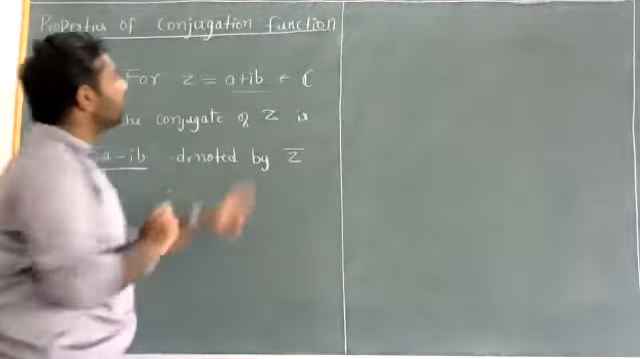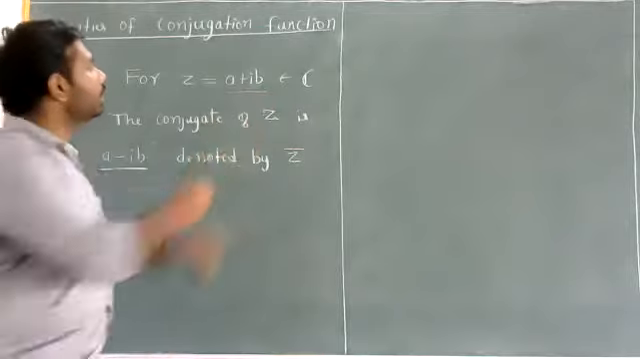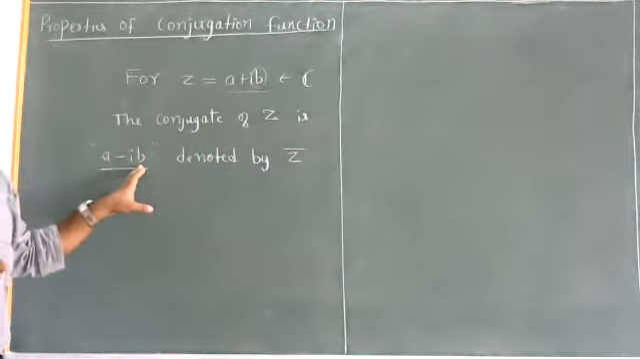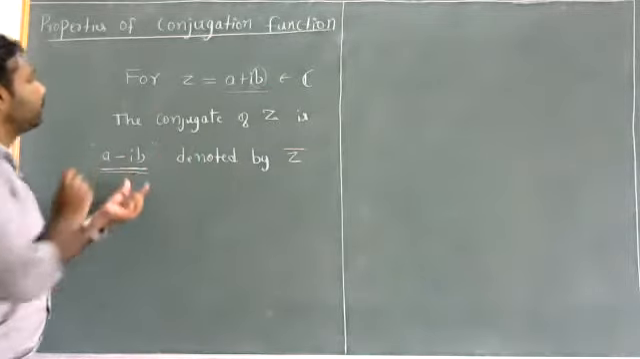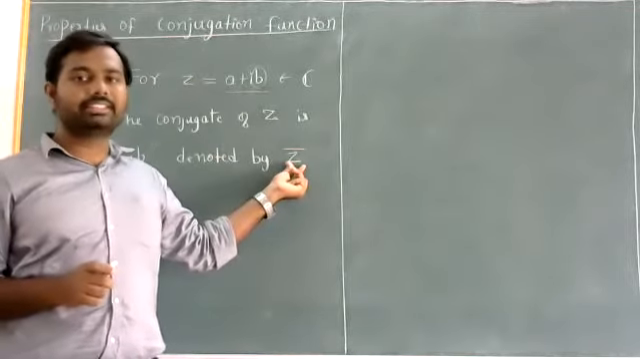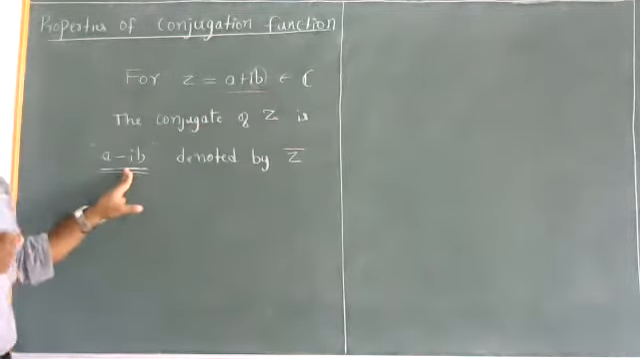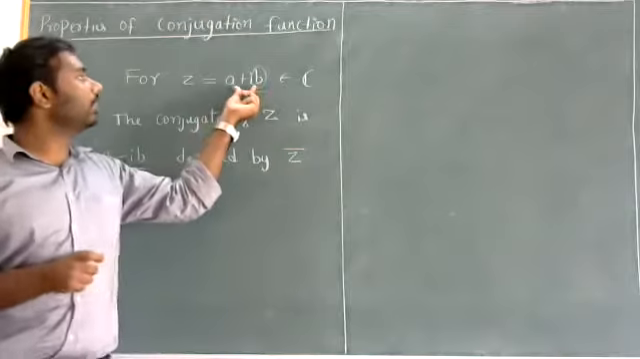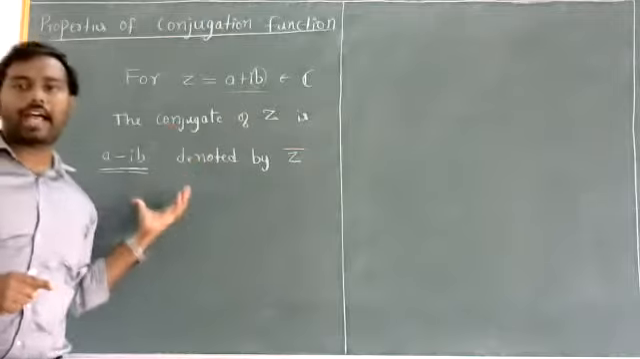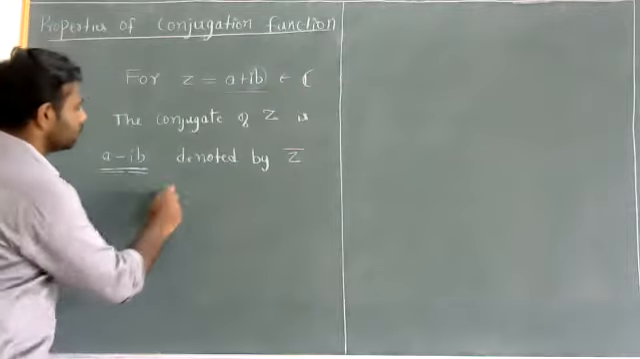If the complex number is given to be a plus ib, a is the real part and b is the imaginary part. So just negate the imaginary part. If we have b, replace it by minus b, then you will get the corresponding conjugate of the given complex number, and we denote it by z bar. For a given complex number a plus ib, its conjugate is unique. Right? For a given complex number, we can write one and only one conjugate. So we can treat it as a function and we call it the conjugate function.